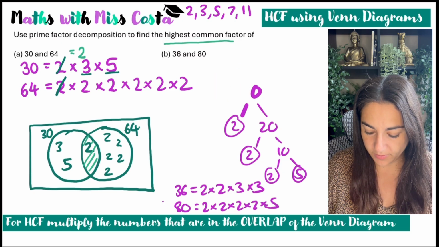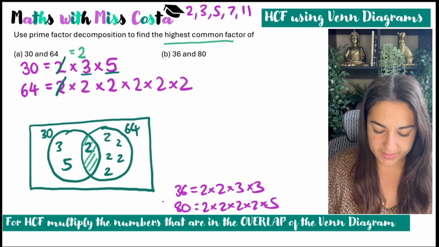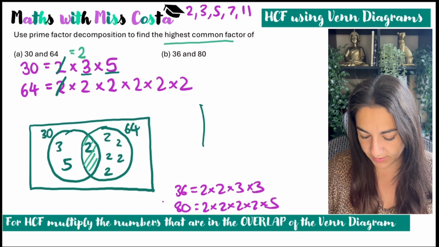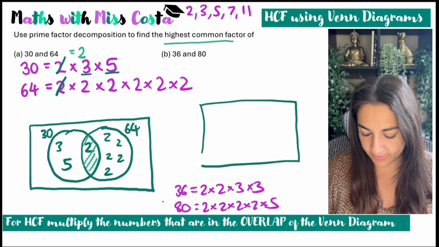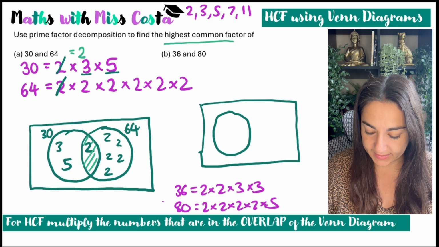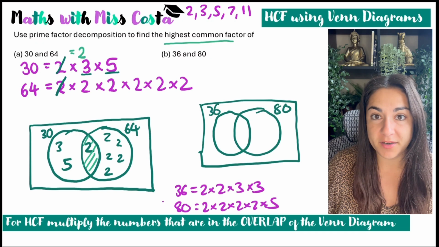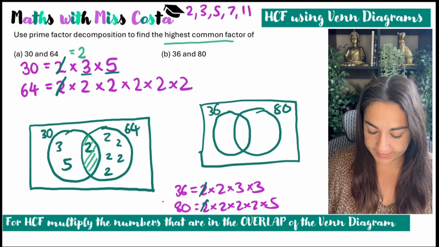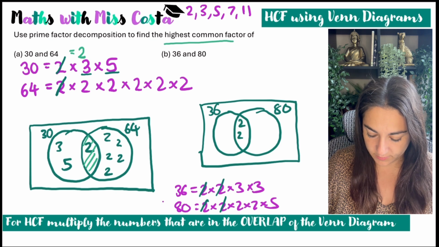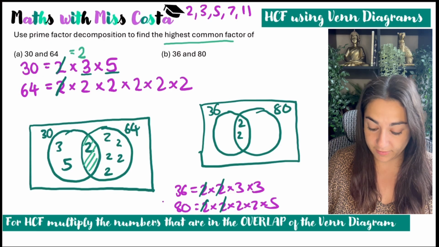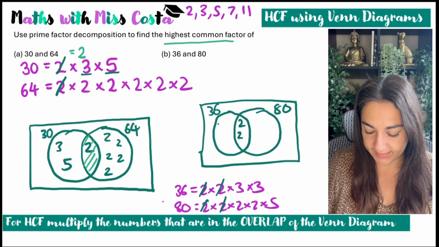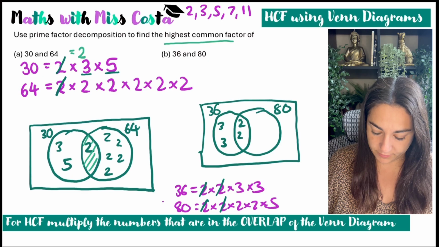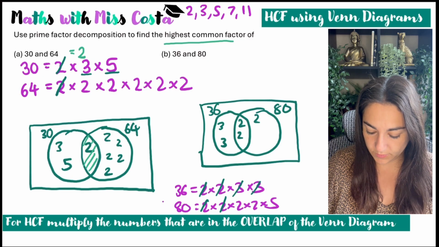Okay, so now I'm going to draw the Venn diagram for this. So one of the circles is going to be for 36, and the other one is going to be for 80. So anything that's common goes in the middle. So 2 goes in the middle. 2, we have it again, so that goes in the middle again. Do I have 3 in common? No, and I don't have 5 in common. So for the rest of 36, that's going to have 3 and 3. And for the rest of 80, we'll have 2, 2, and 5.